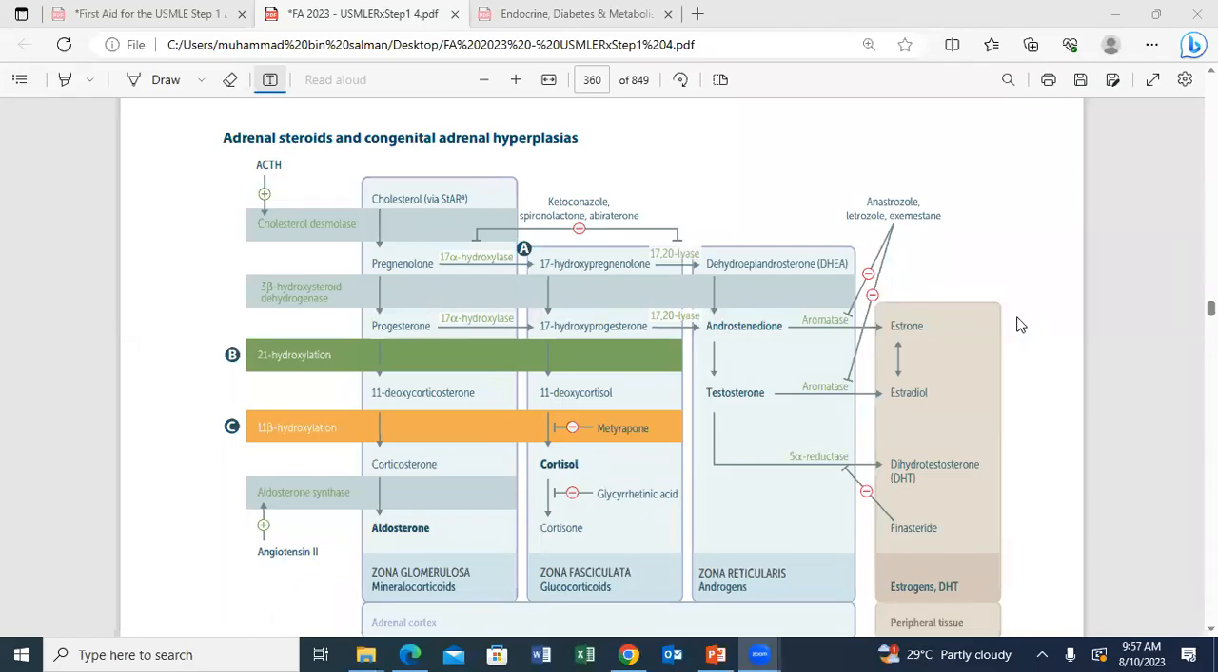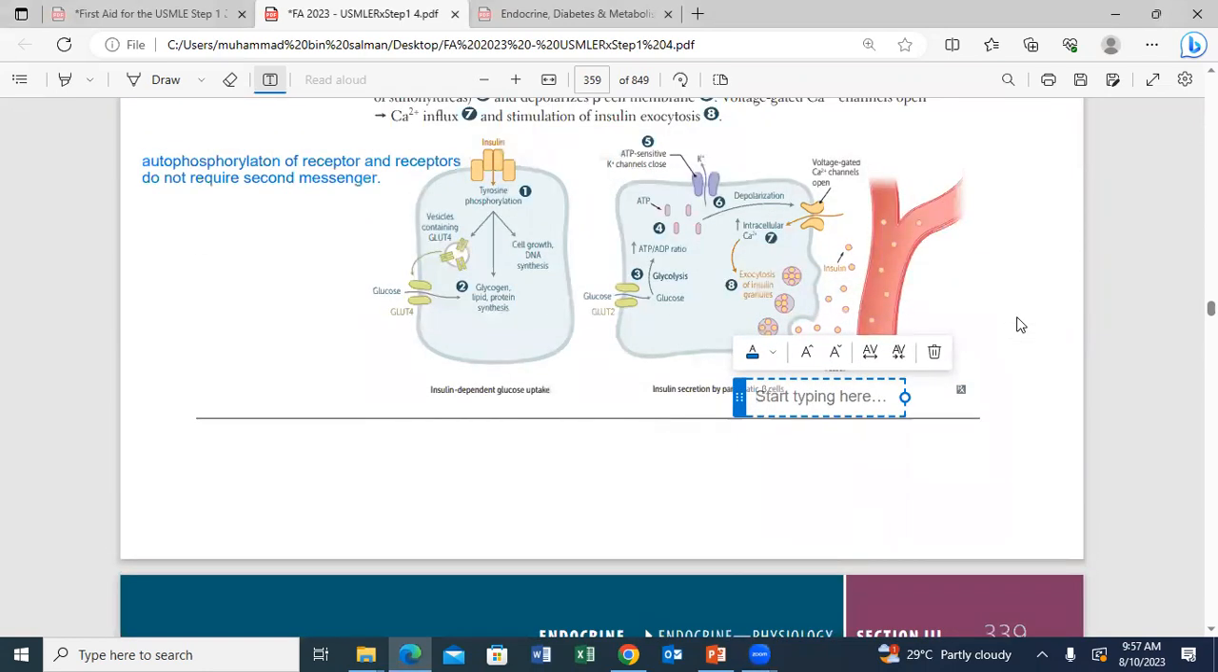Bismillahirrahmanirrahim. Let's start our lecture on adrenal hyperplasias, which is a very high yield topic for your board exams. But before that, let me discuss a few extra points regarding insulin, which we discussed in our previous lecture.